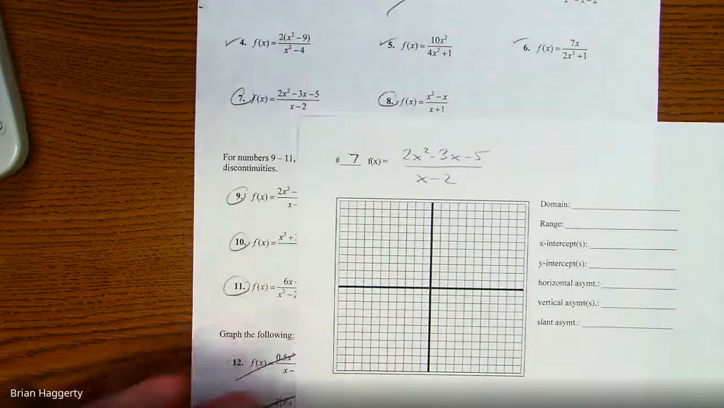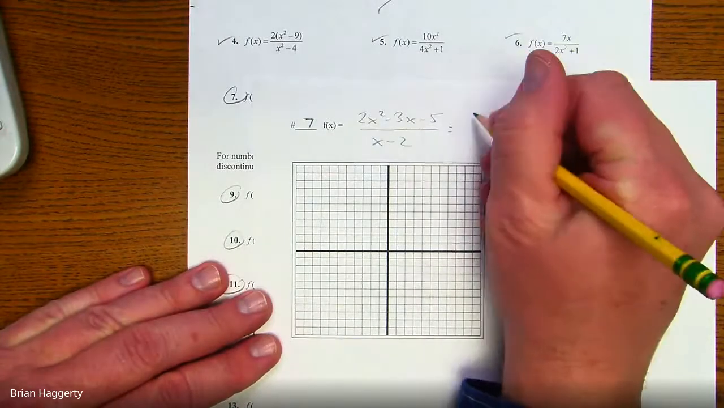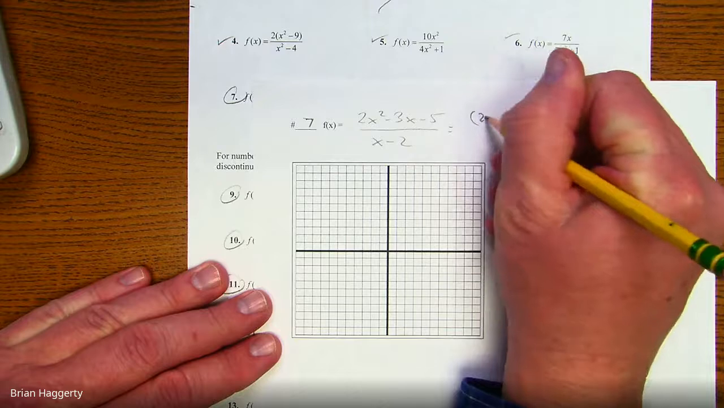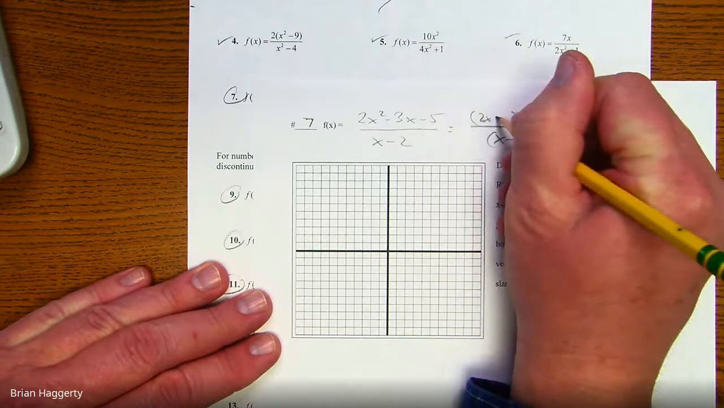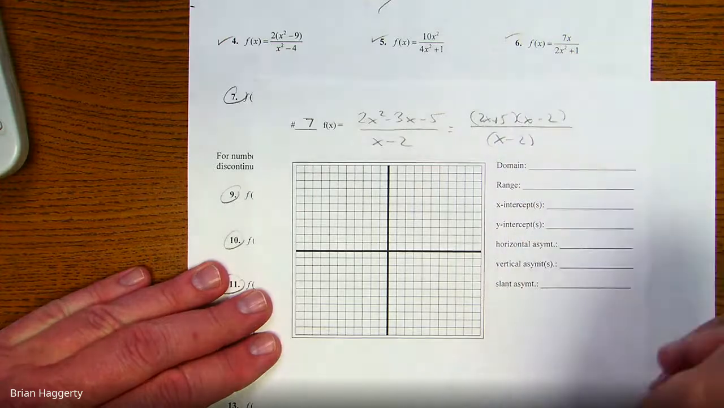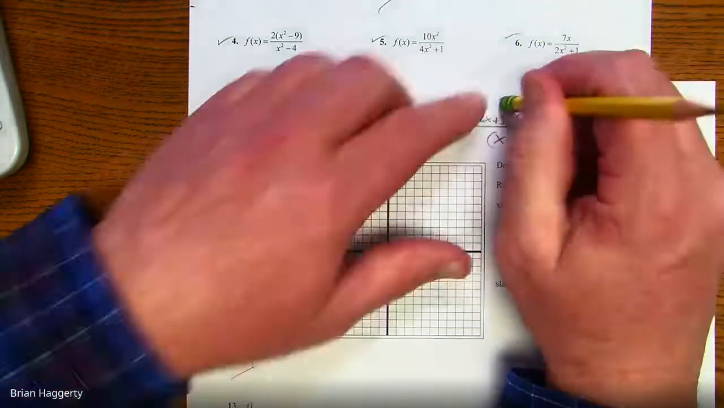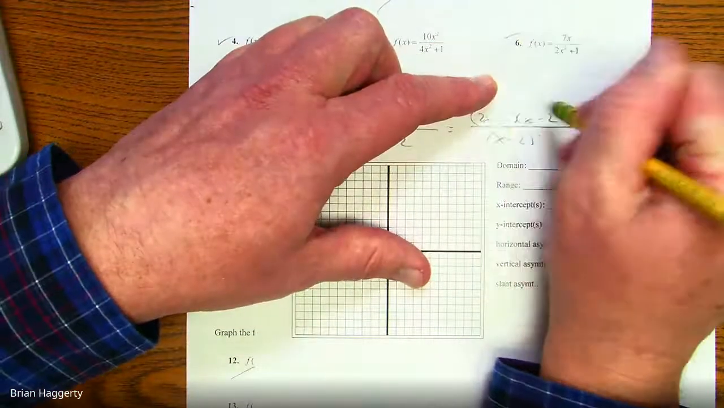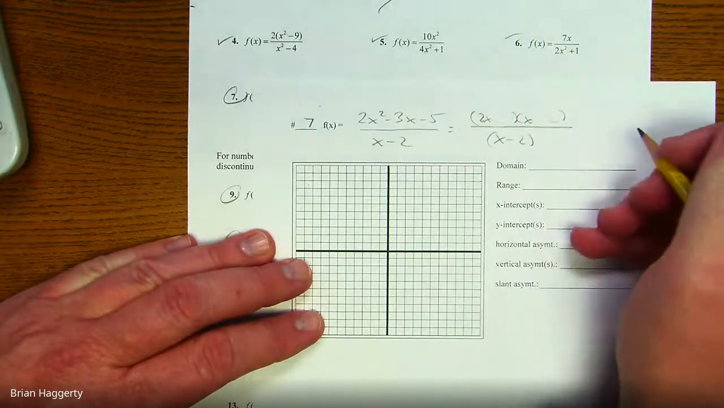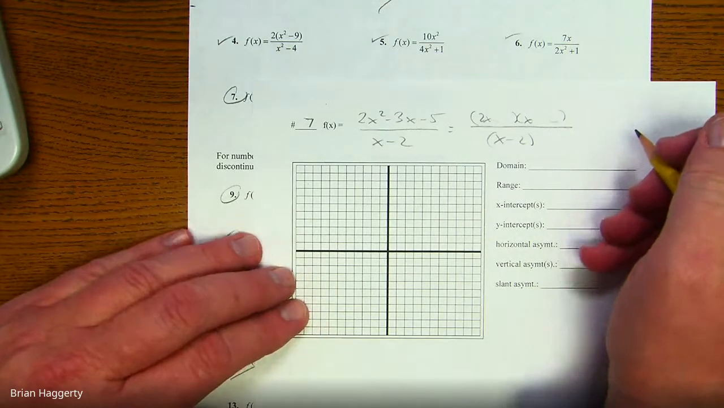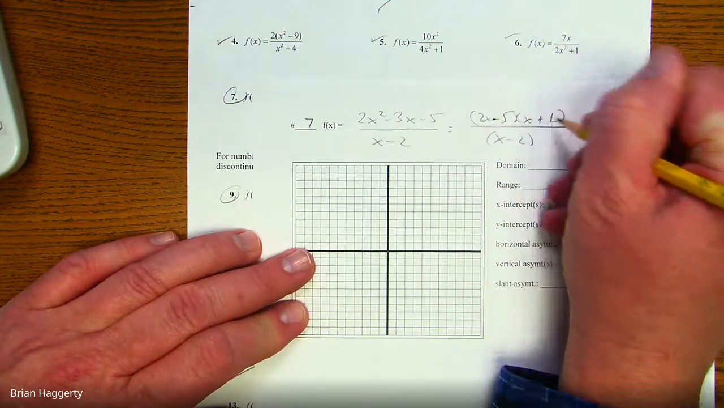All right, so picking up with number 7, we want to get the top of that fraction factored. Plus 5. No, that's not right. What was I thinking? Just join. It's minus 5 plus 1.